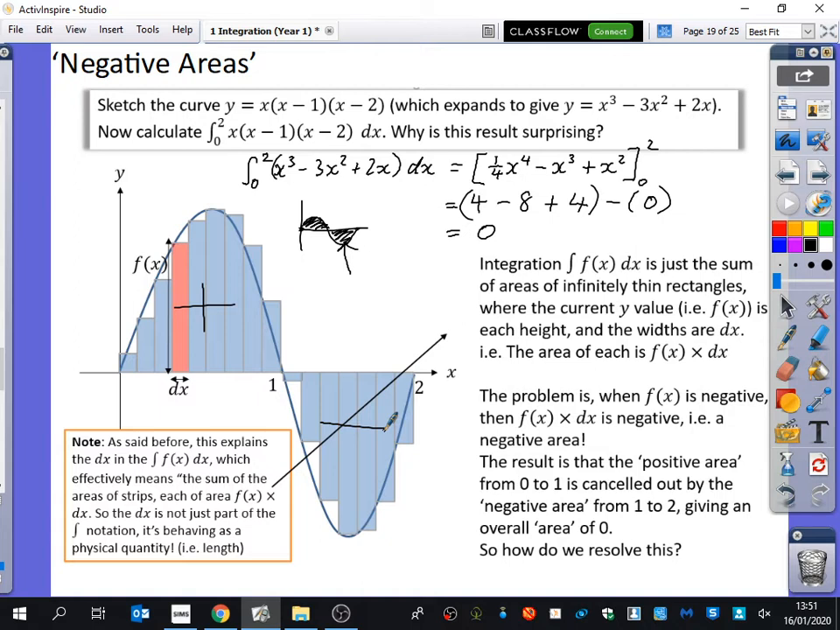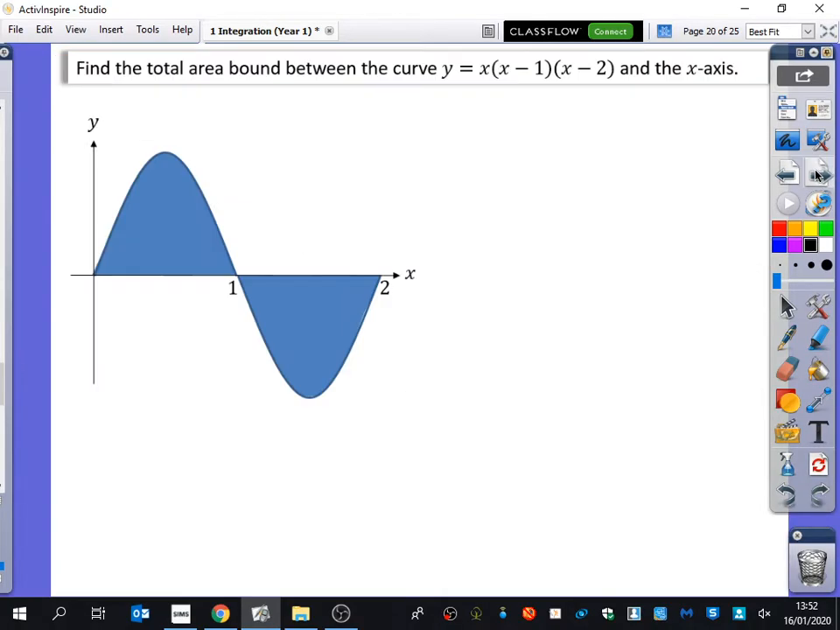So if you are trying to find the areas, you have to be careful if something dips below the axis. If it dips below the axis, you will get a negative answer. But it doesn't make sense for area to have a negative in front of it because it measures space. It's not measuring a direction. So how do we actually calculate this?